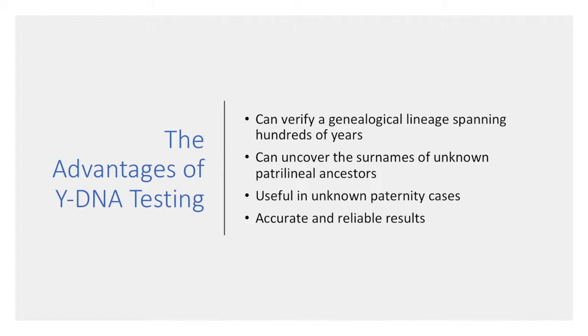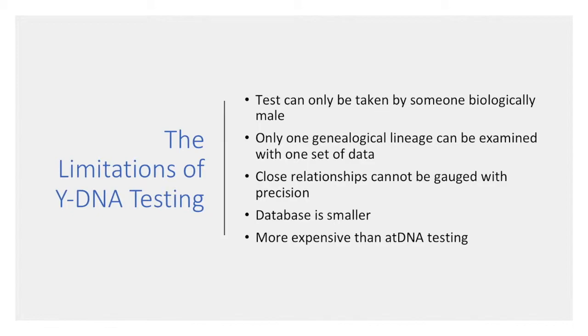And because of the way the data is inherited and because it doesn't get split up and mixed up, it's very, very accurate and reliable. So if you match someone on the Y chromosome perfectly, you can feel pretty confident that you share a direct paternal line ancestor at some point. You can feel pretty good about that. And you know exactly which line it's on as well. You're not worried that it's going to turn out actually to be somewhere else. It's definitely on the paternal line.